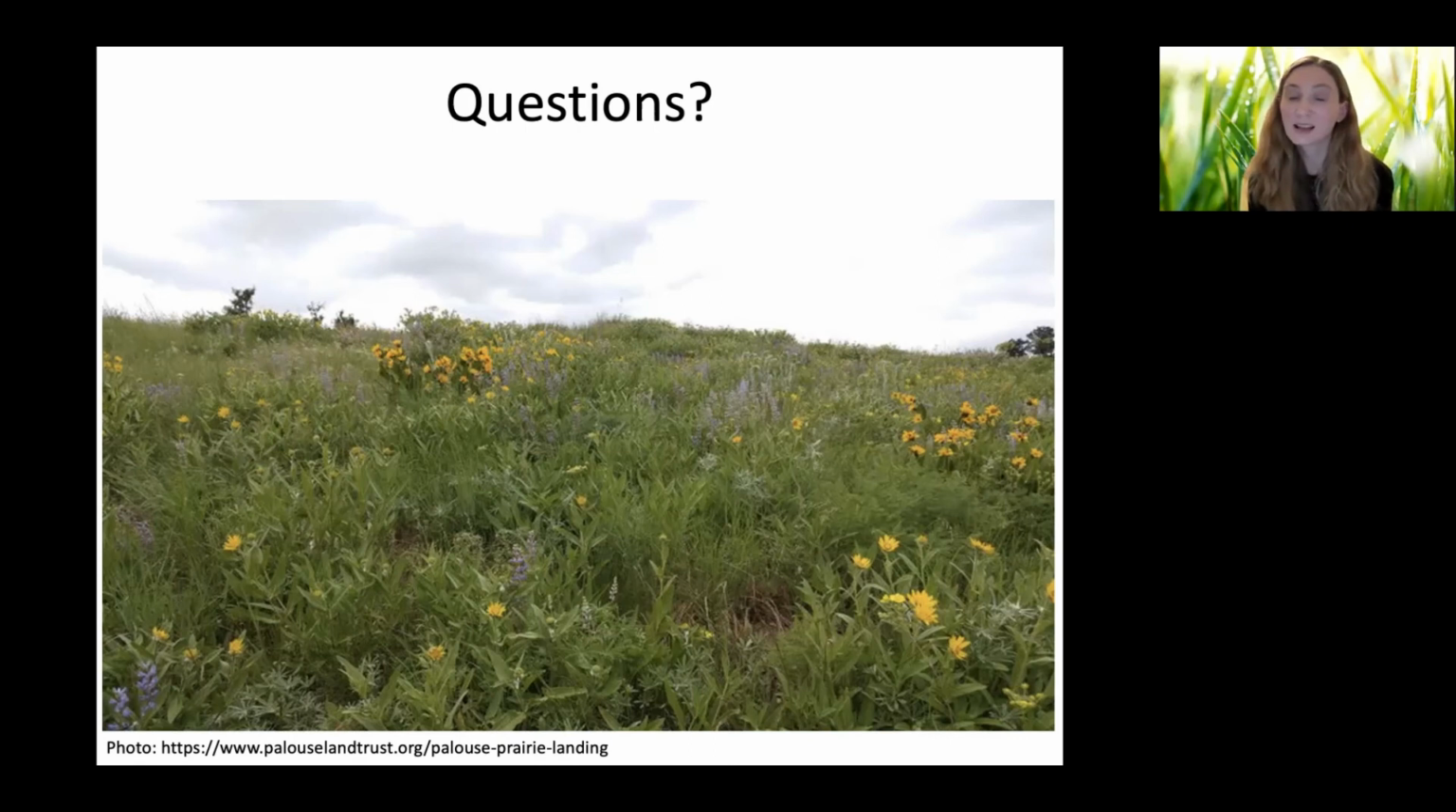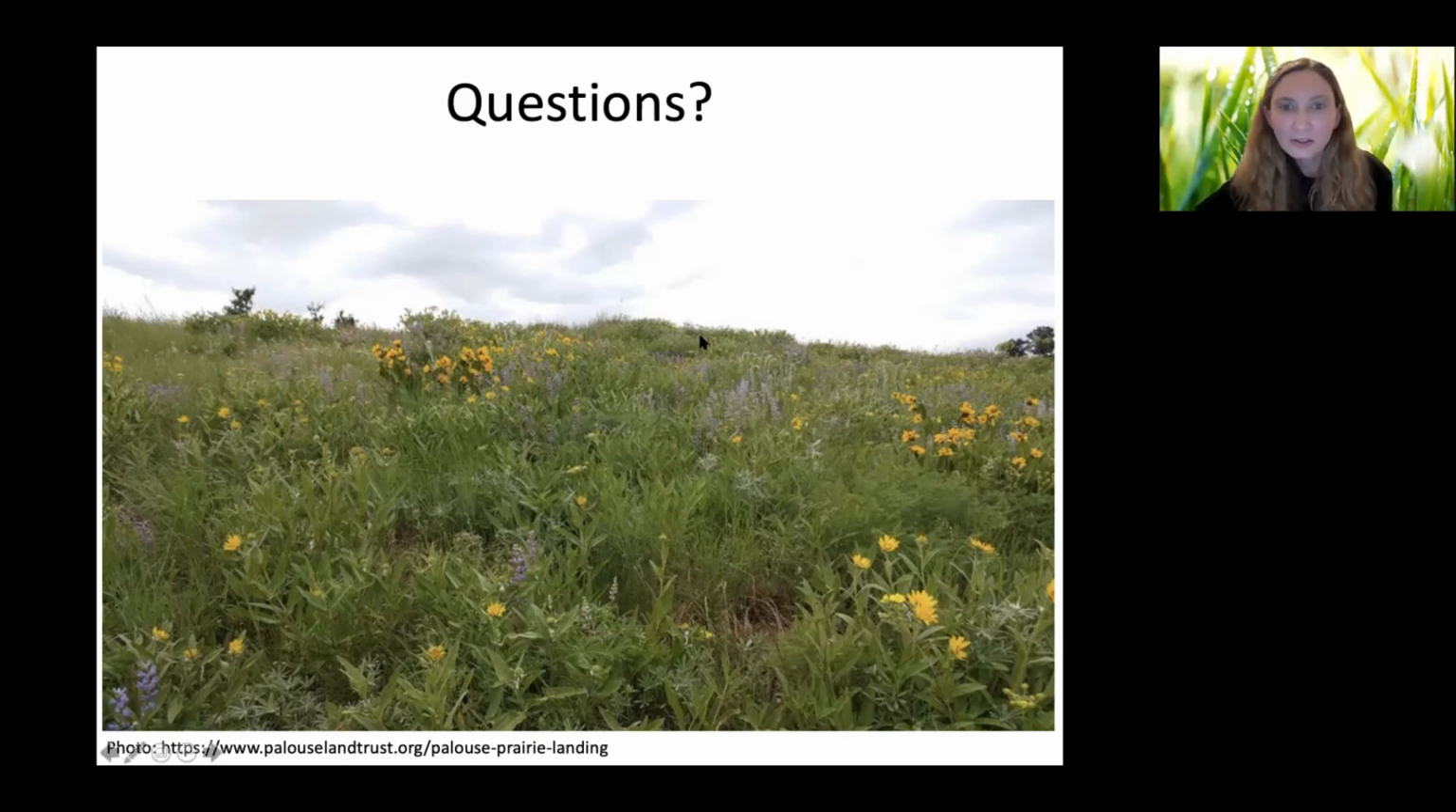Because some of these restorations have been going, at least in the Midwest, sometimes for decades, and there are still some plant species that just won't take. But these tend to be the ones that are so dependent on mycorrhizal fungi. So inoculating them or adding fungi back into the system might help them establish better.